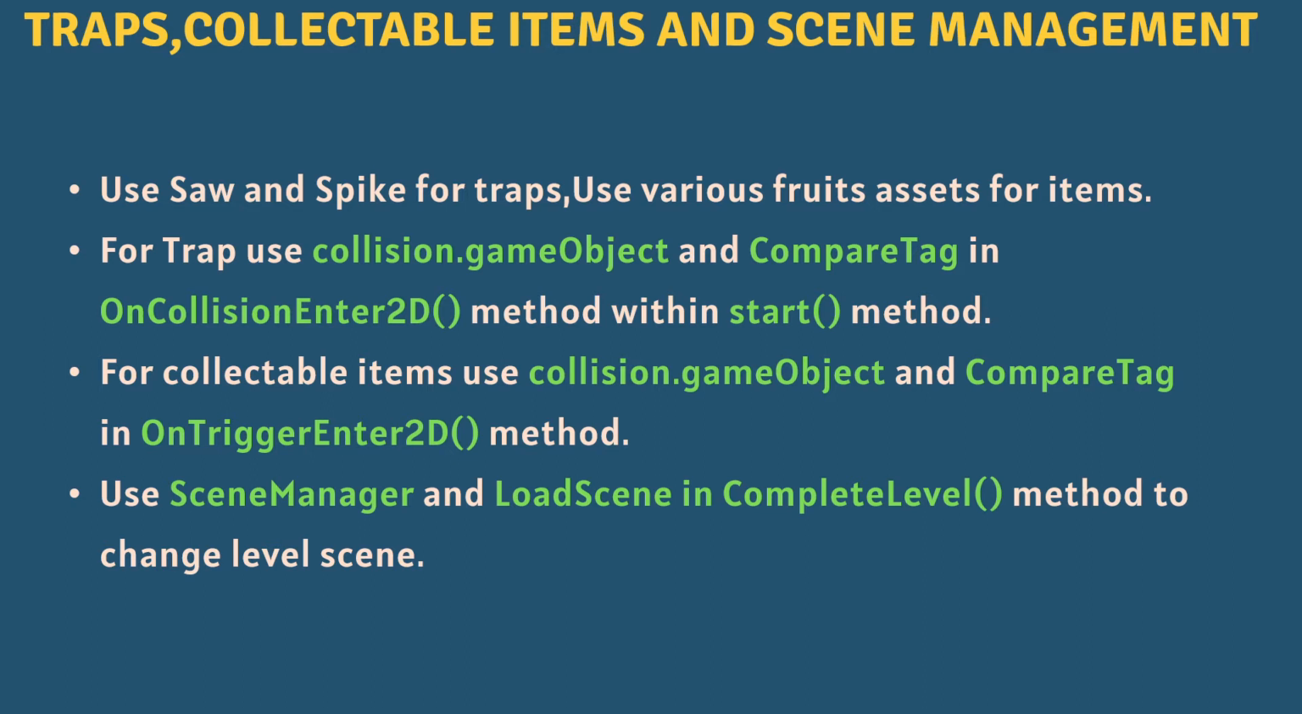Thank you. In this slide, I am going to discuss traps, collectible items, and scene management, as it is an important part of the game logic. We use saw and spike for traps. We use various fruit assets for items. For traps, we use collision.gameObject and compare tag in the OnCollisionEnter2D method within the start method. For collectible items, we use collision.gameObject and compare tag in the OnTriggerEnter2D method. We use SceneManager and LoadScene in the complete level method to change the level scene.